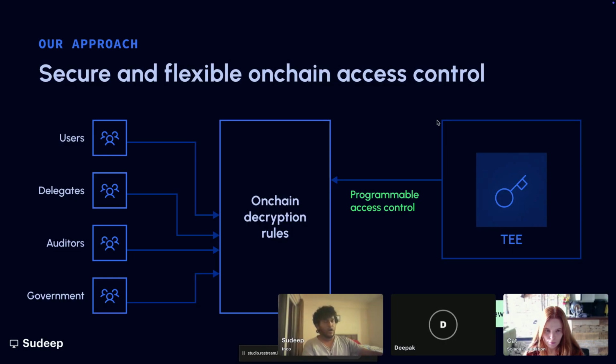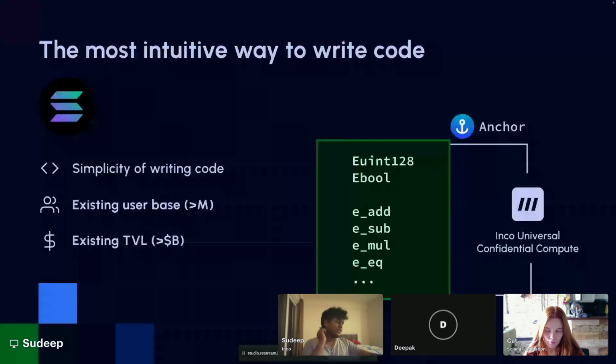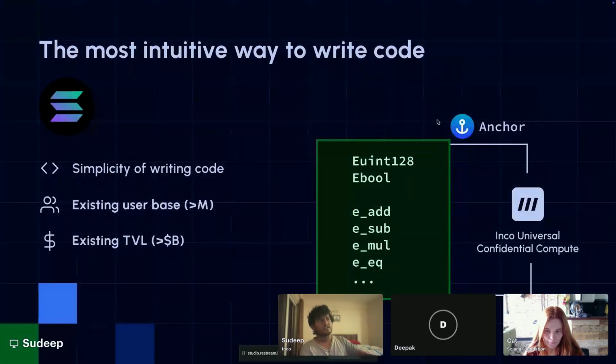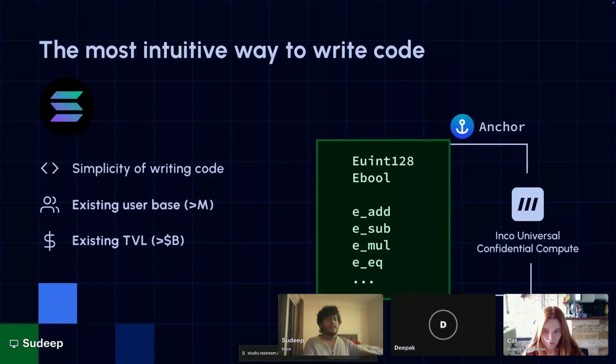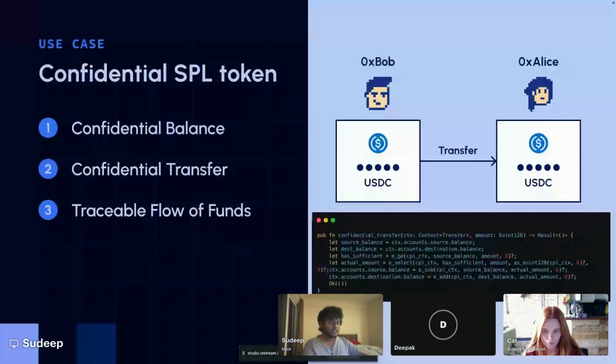Now, coming to how you build these programs. If you're familiar with Anchor, you're very familiar with Rust programs. We made sure that you're able to introduce encrypted types using your natural programming language. You do not have to write in different code. These are all opcodes that you know, like addition, subtraction, and multiplication. So it's as easy as writing your plain text programs on chain. I will be going through some of the examples, one such being the confidential SPL token. We introduced this token program to work with encrypted types.